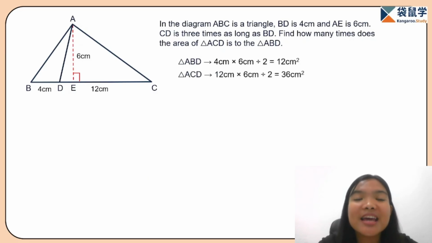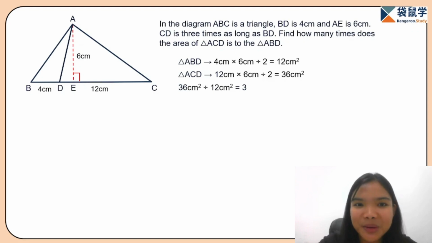So here we have the areas of the 2 triangles. Now, how are we going to find how many times the area of triangle ACD is compared to triangle ABD? We just divide their areas, so that gives us 36 divided by 12, which is equal to 3.